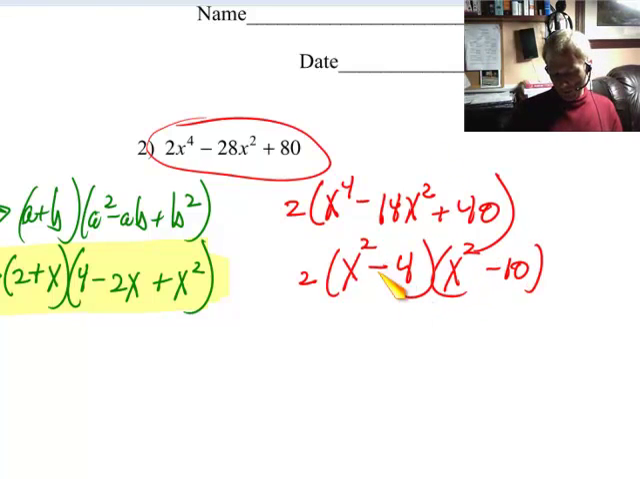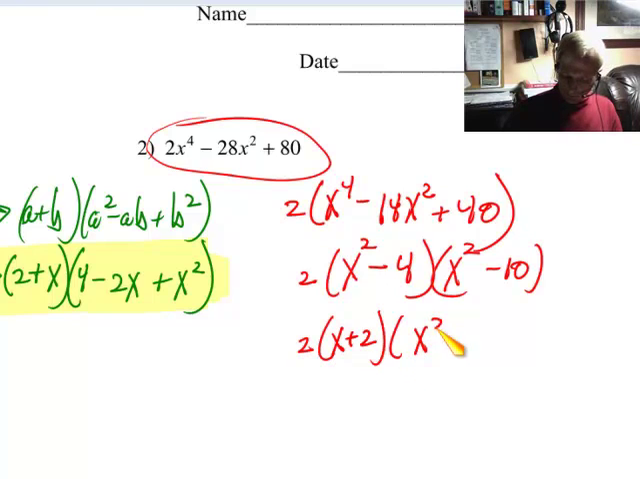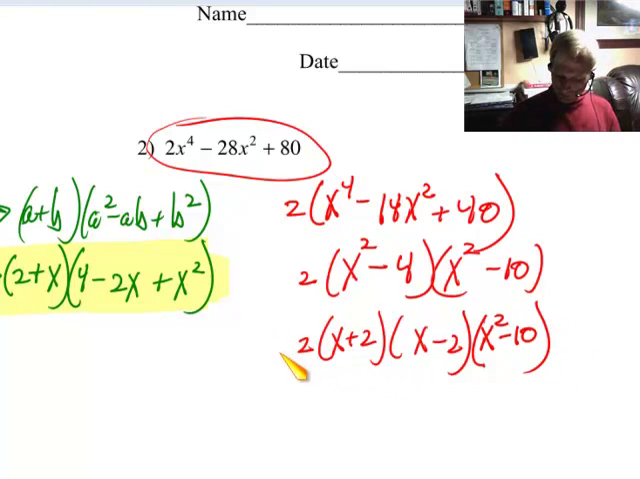Alright, it looks like I'm not done just yet, because I can see I have the difference of perfect squares here with the x squared minus 4. So that's going to factor to be x plus 2, x minus 2, and lastly the x squared minus 10 is as far as that can go, and I am all finished.